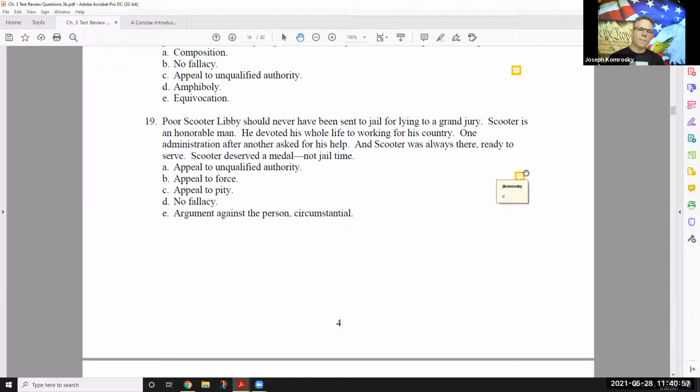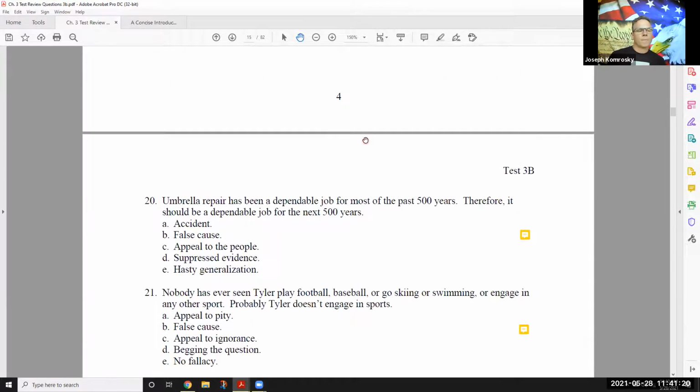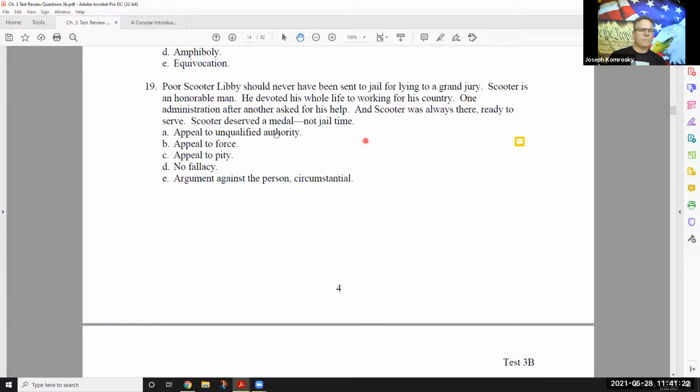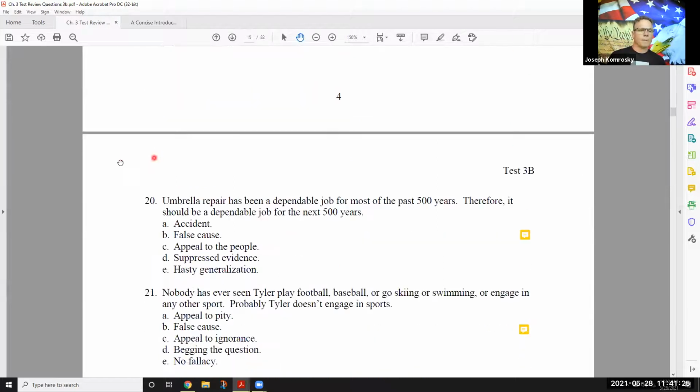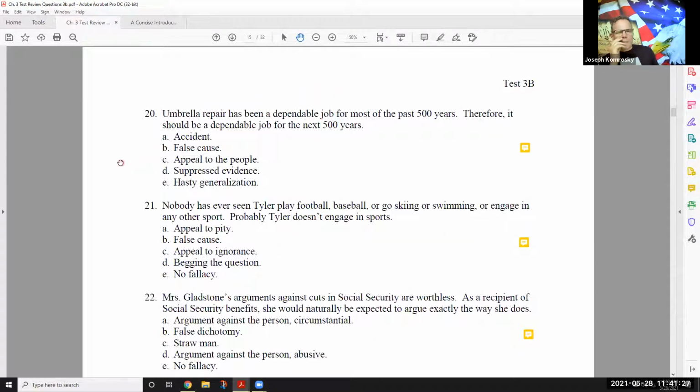Again, we're talking about the argument that he should never have been sent to jail. And what we're doing is getting you to feel sorry for Scooter. But that might not relate to why he should be sent to jail from a grand jury. We're getting you to feel sorry for him. So again, 19, appeal to pity. 20. Failure repair has been a dependable job for most of the past 500 years. Therefore, it should be a dependable job for the next 500.